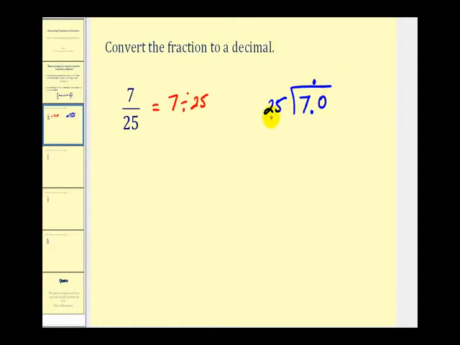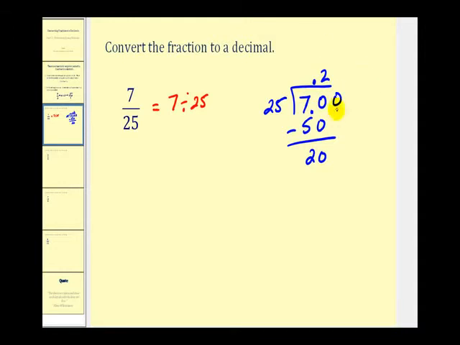So now we can ask how many 25s are there in 70, and there's 2. 2 times 25 would be 50. Now we subtract. 70 minus 50 would be 20. Remember, as long as this difference is less than the divisor of 25, this digit up here is correct. And what we have to do is keep adding zeros until this decimal terminates or until it repeats.